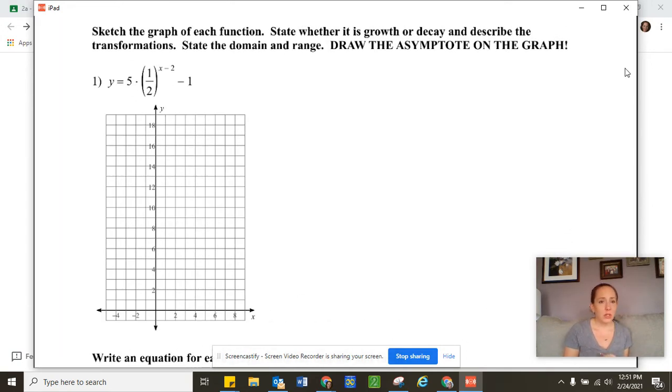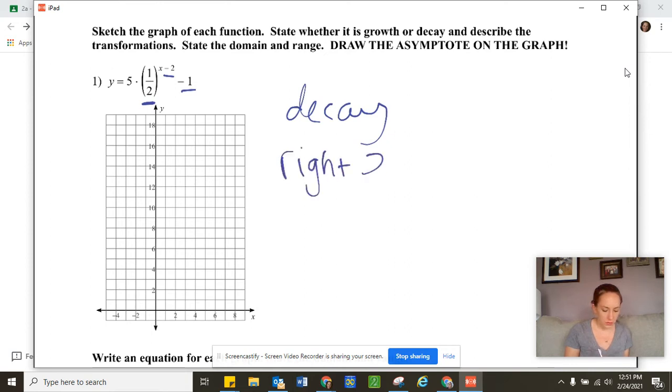First off, we know that this one is decay because the number with the exponent is less than 1. As far as transformations go, the -2 moves it right 2. The -1 moves it down 1. For domain, it's going to be all real numbers because that's always the case with exponentials.